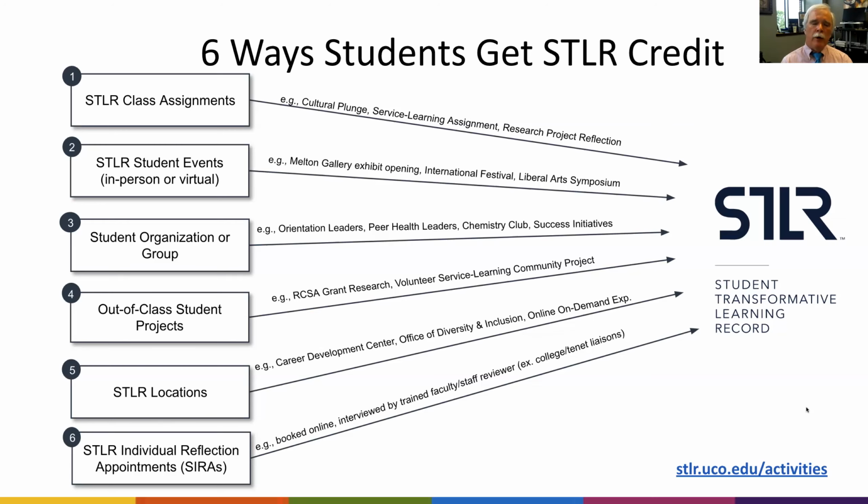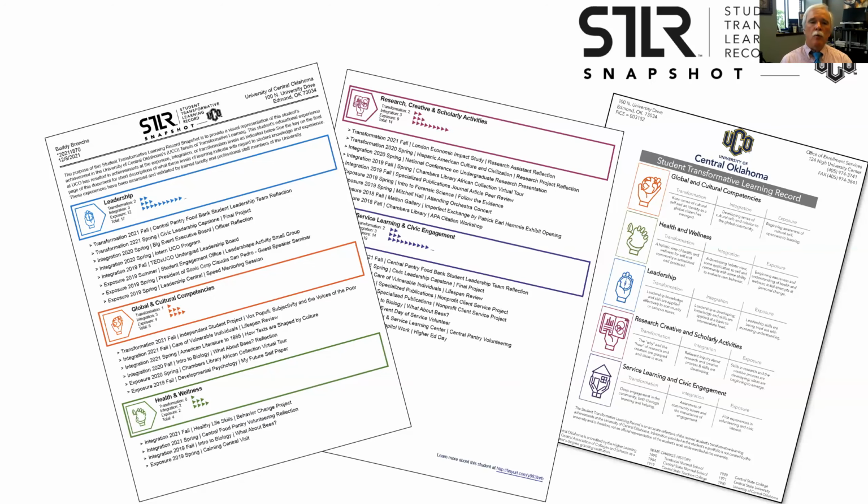So the next slide will show you what this documentation, this thing, actually looks like. This is an official UCO record. It carries the registrar's seal when it is the official version. Students are able at no charge to get unofficial copies of their stellar snapshots at any time.